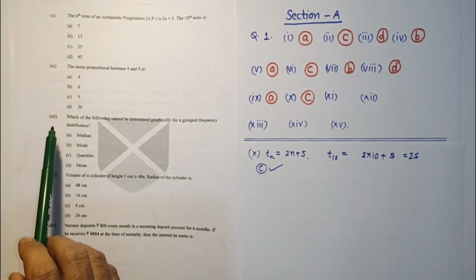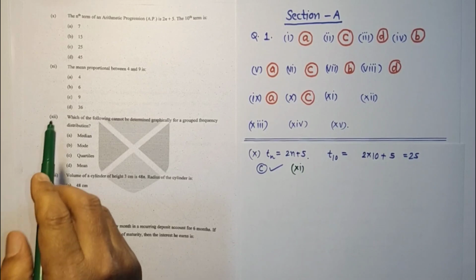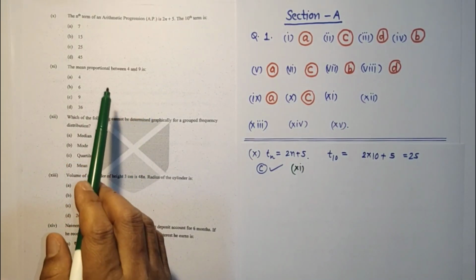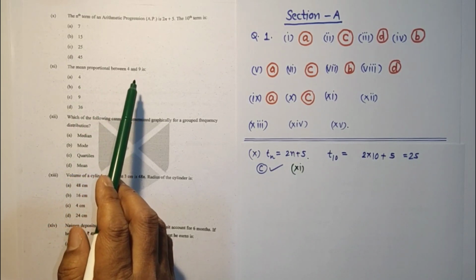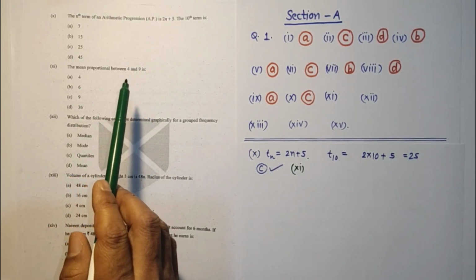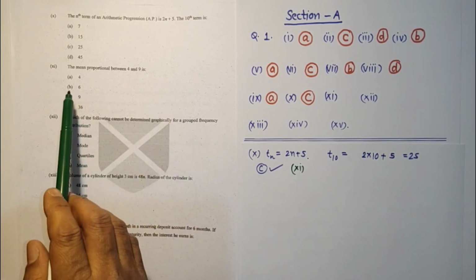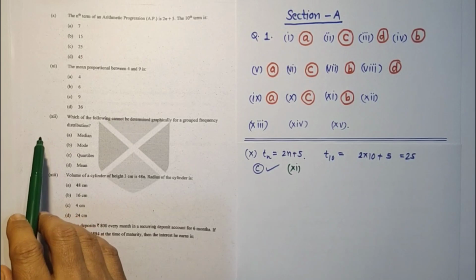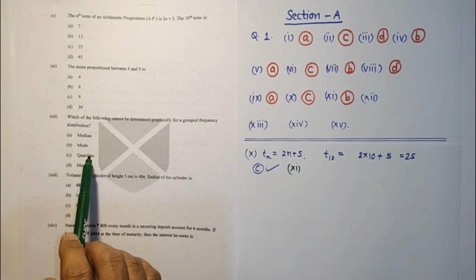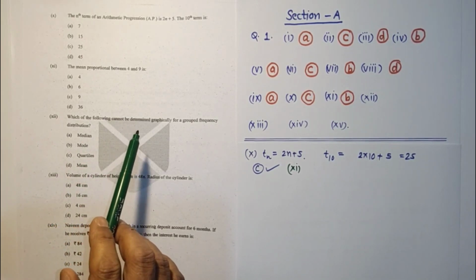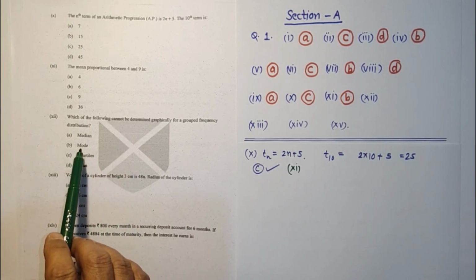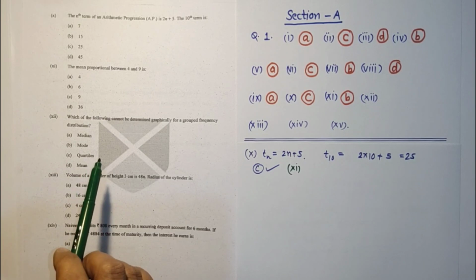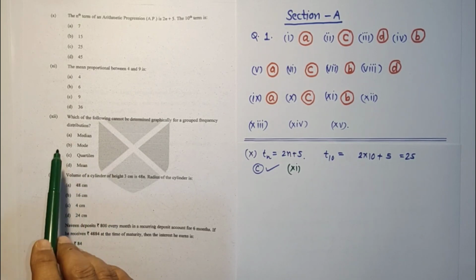In this question number 11, the mean proportional between any two numbers is the square root of the product of the numbers. So the mean proportional between 4 and 9 is equal to square root of 4 into 9, that is square root of 36, that is 6. So the answer is option B, 6. In question 12, median and quartiles can be determined from the ogive or cumulative frequency curve. Mode can be determined by histogram, but mean cannot be determined by any graph method. So the option is D.